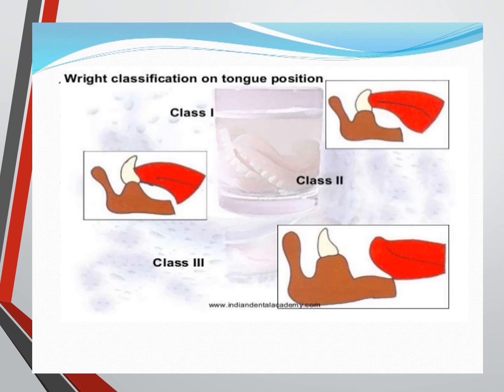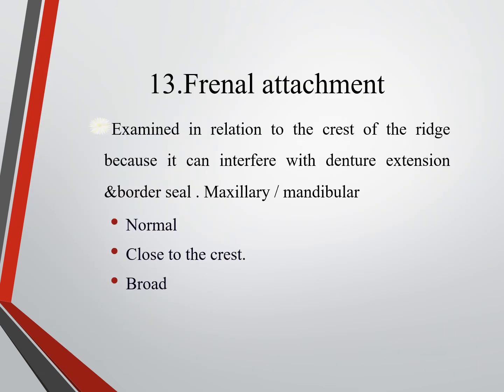So in your class 1, it is just touching, just lower than the incisal edges, and in class 2 again it's flat and a little more broader, flattened and broadened, and then in your class 3 it is curled. Okay, so then coming to your frenal attachment.